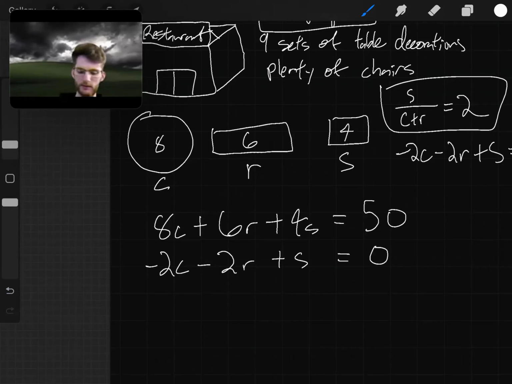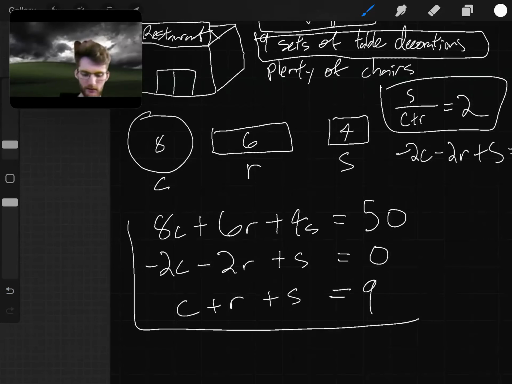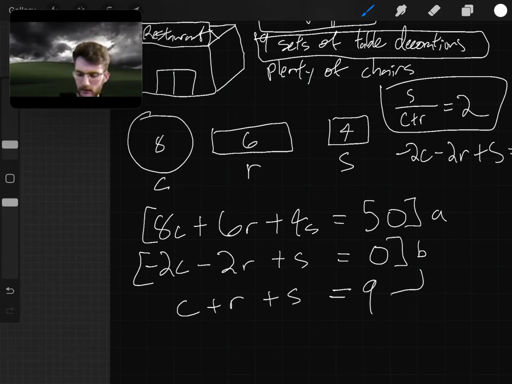And finally, I have 9 sets of table decorations. And so I need to have 9 tables. So C plus R plus S equals 9. Now I have my system of linear equations. I have 3 unknowns and I have 3 equations. You can't add them together or multiply or whatever to get a repeated equation. For instance, I can't take this equation, multiply it by a constant A, add it to this equation, multiply it by constant B in order to get this one.